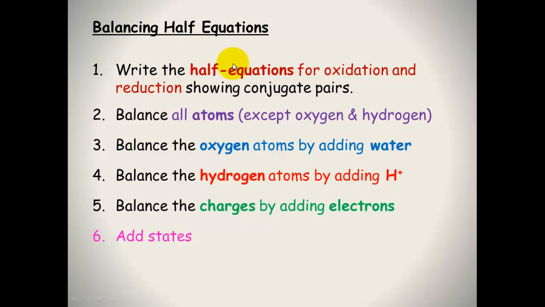So the first thing we're doing is writing the half equations for those conjugate pairs, then we're balancing all the atoms, then we balance oxygen by adding water, balance hydrogen atoms by adding hydrogen ion, and then we balance the charges by adding electrons. I'm going to run through this step by step with an example, and it'll make much more sense in a minute.